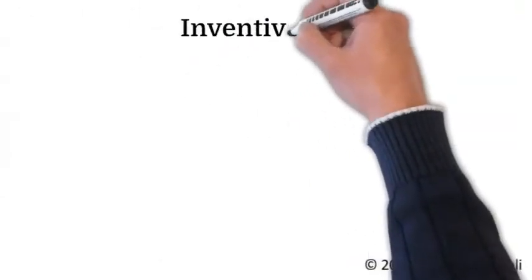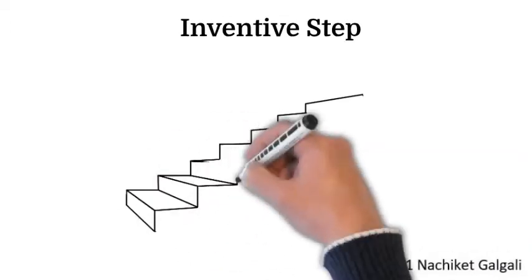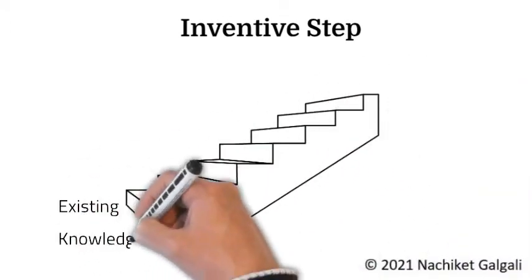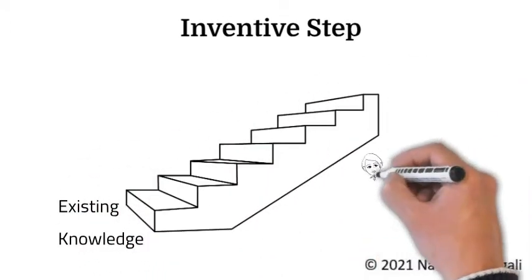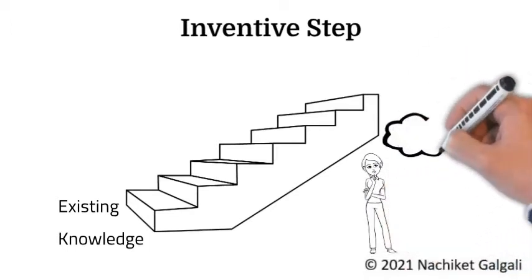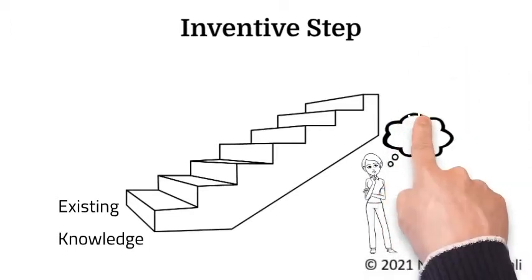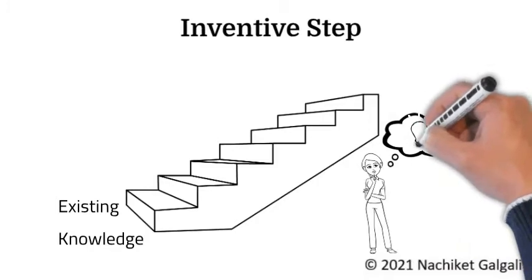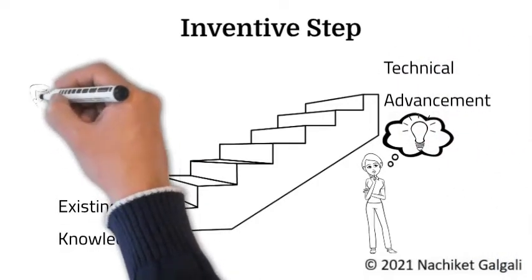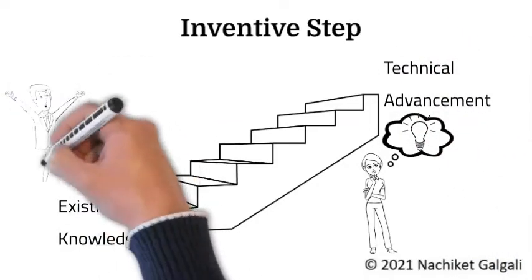Now let us go to the next requirement for patentability, that is inventive step. Inventive step means a feature of an invention must have technical advancement as compared to the previous knowledge, or it must have an economic significance, or both, and must be non-obvious to the person skilled in the art.